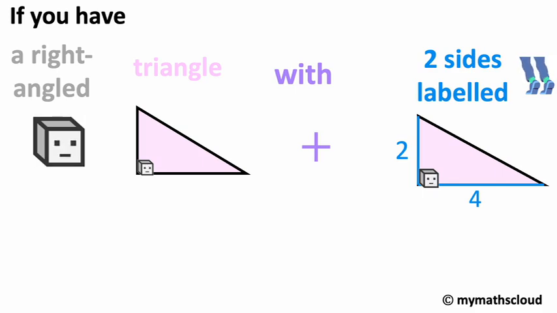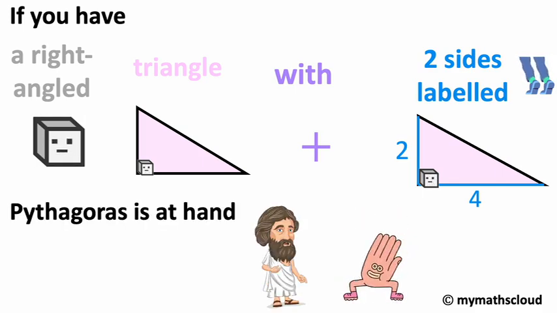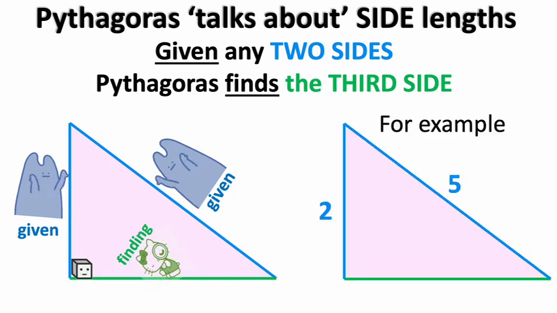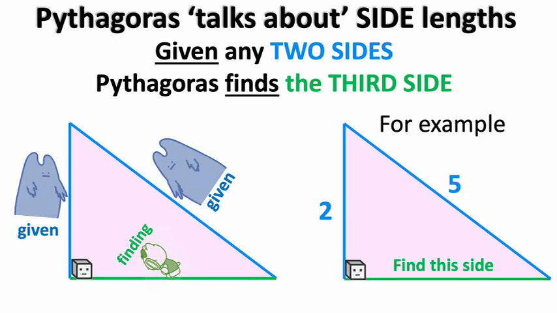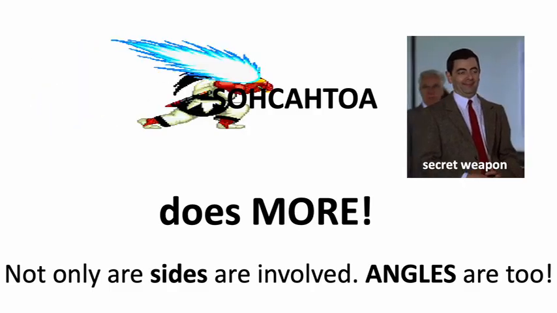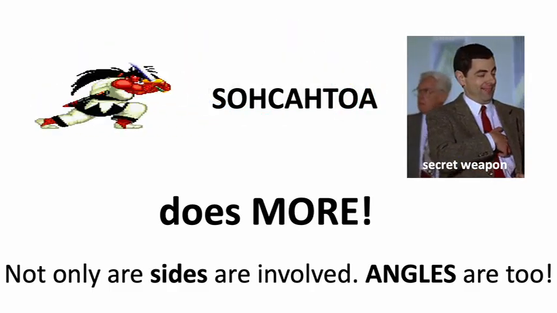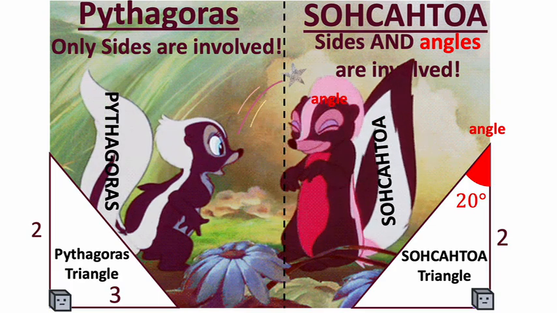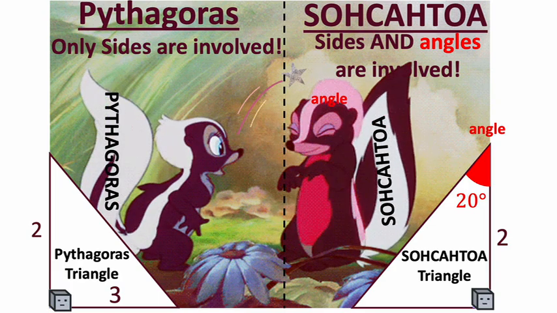And two sides stand, Pythagoras is at hand. Given two sides, he'll find the third on command. Listen, he's only talking about the sides though, so Pythagoras doesn't rule the land. SOHCAHTOA, a secret weapon in sight, involving angles and sides, that's right. Together they make tricks stand so bright in the night.